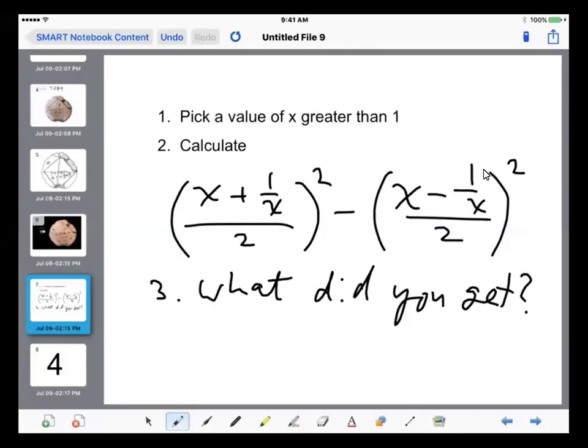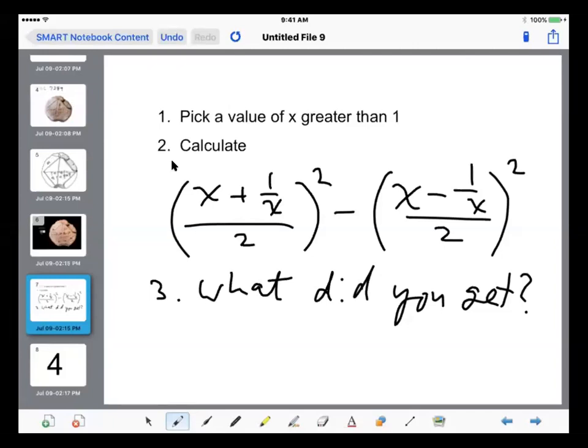So what you see on the screen is one of these math mind reading tricks. The question is, first pick a value of x greater than 1. This could be a decimal, any number, as big as you want, as long as it's bigger than 1. If you want to make it a fraction, like an improper fraction, like 6/5, whatever you want.